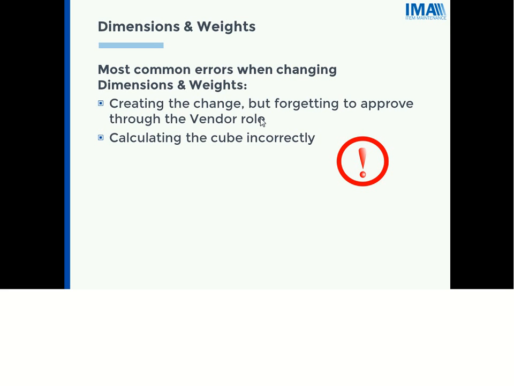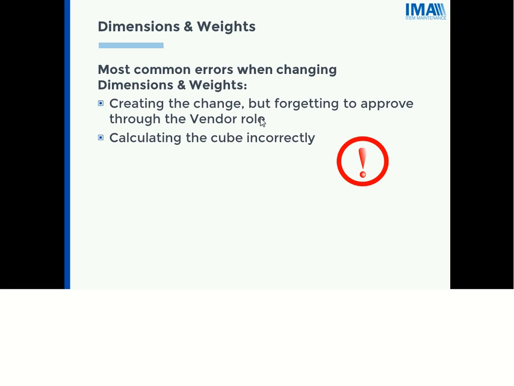So the most common errors when changing dimensions and weights, this is not just with dimensions and weights, but any change request: creating the change and forgetting to approve it. You've got to make sure that you approve your change requests or they're just going to be held up in the vendor role. Also, calculating the cube incorrectly. So remember, it's the depth times width times height, and then there's a sum for the eaches, and then I think it's cube sum.